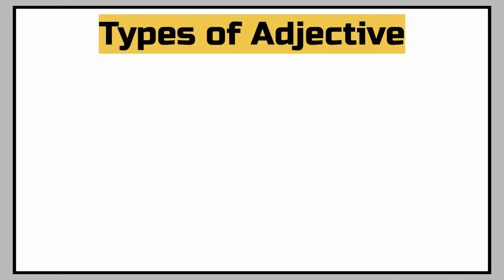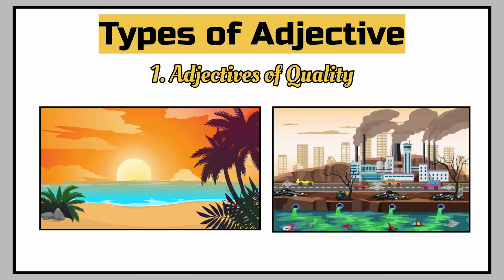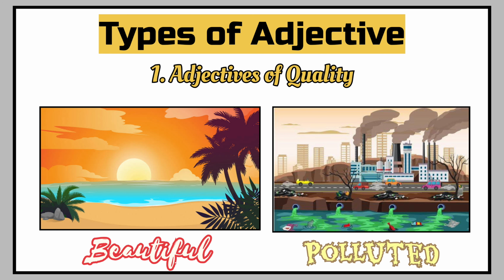Number 1. Adjectives of quality. Look at these two pictures. The first one is a beautiful sunset, and the second one is a polluted city. The words beautiful and polluted describe the quality of these places. These are called adjectives of quality.